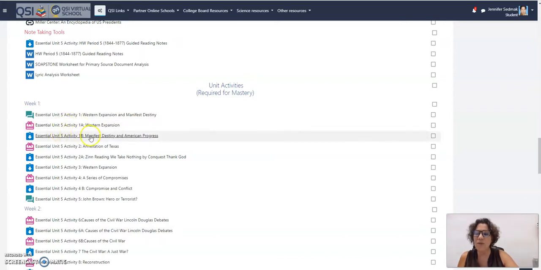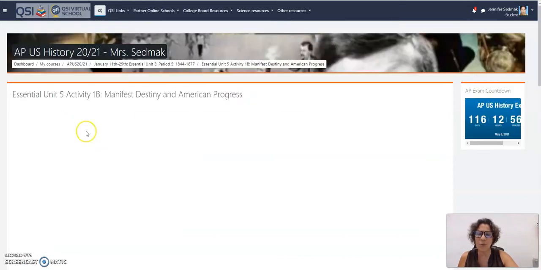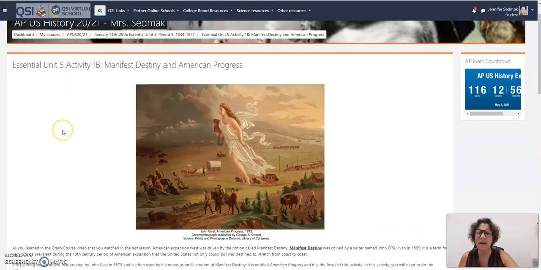We'll go a little bit further. I love this activity right here, so I'm going to open it. And talking about manifest destiny. It's illustrated by this wonderful painting here. So you're going to do a photograph or a painting analysis. You've done one of these before. In 1872, an artist named John Gast painted this. It's called American Progress. And there's so much to what manifest destiny really was within the context of U.S. history, illustrated in this painting alone.